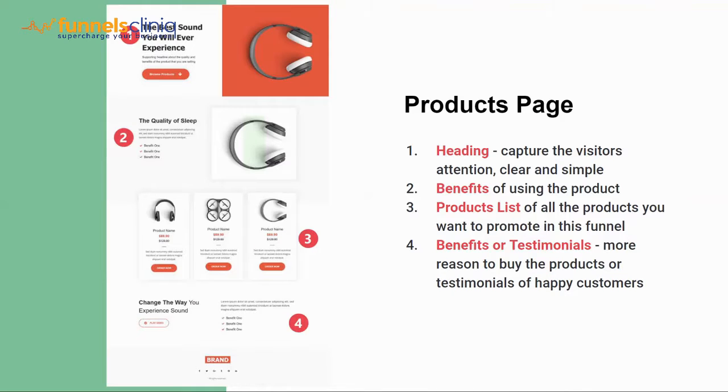So the products page, again, the important parts are the headline, catchy, and so on. Then you have the product images, the benefits of the products, and some kind of highlighting of the products themselves. And then you can have the different types of products that you might be selling in this funnel. In this case, we have 3 products, and we have a few different options.